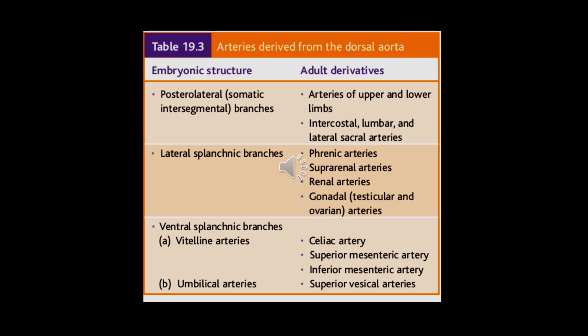Then coming to the ventral splanchnic branches, which are supplying the gut. These are the single branches in the midline, coming from the front of the aorta. You see the celiac trunk, which is supplying the foregut and its derivatives, the superior mesenteric artery to supply all the derivatives of the midgut, and the inferior mesenteric, which will supply the hindgut derivatives. We will be studying about them in the next class.